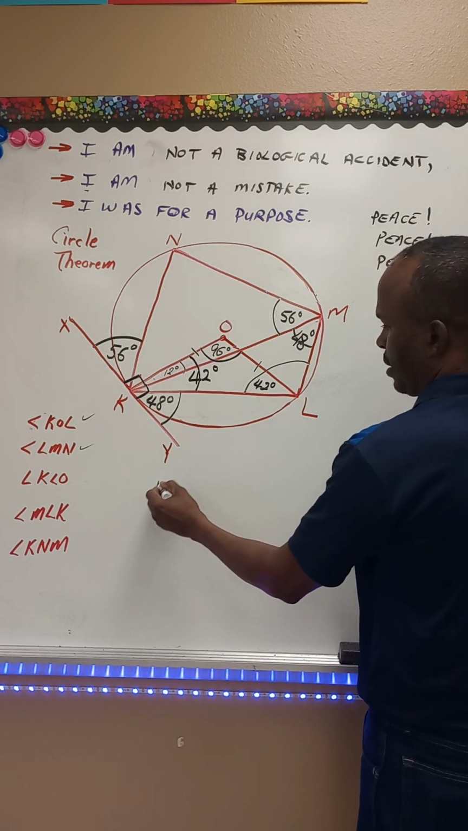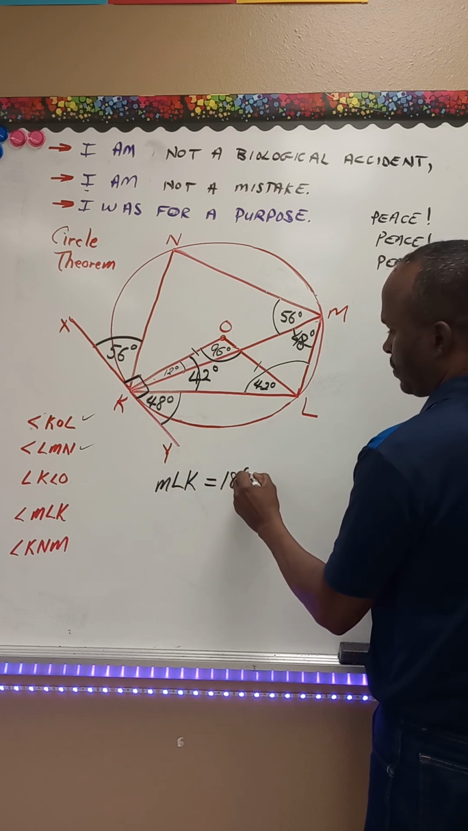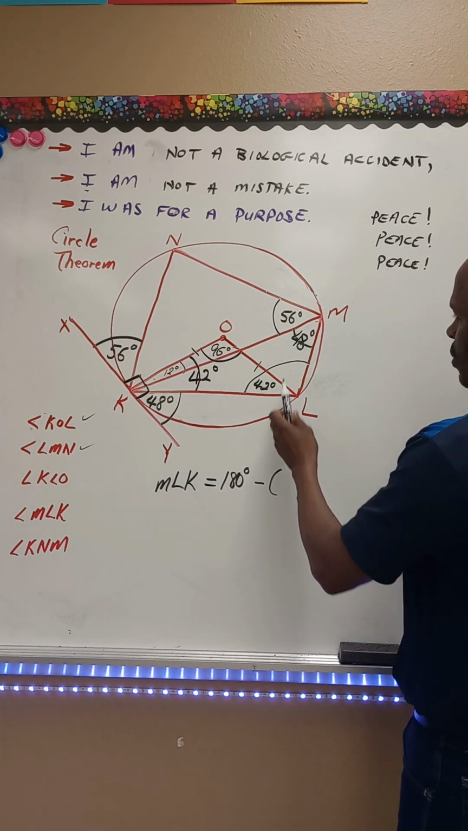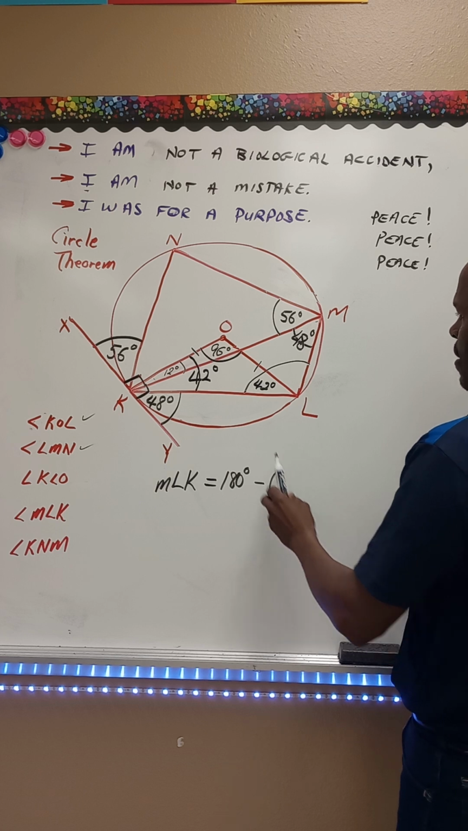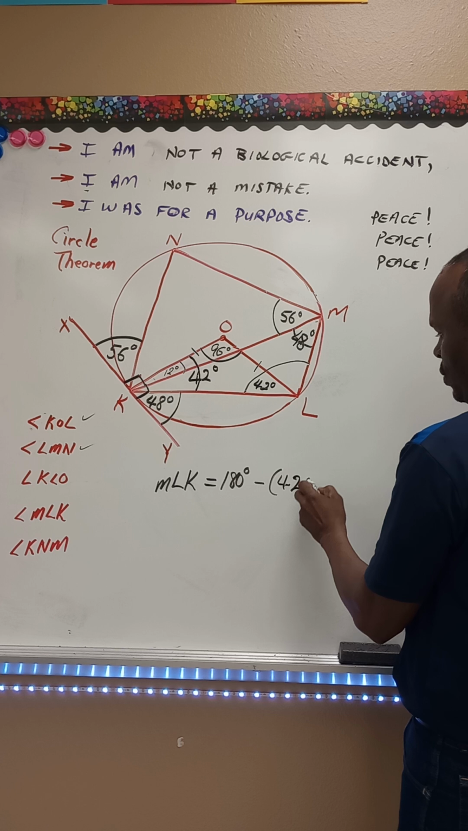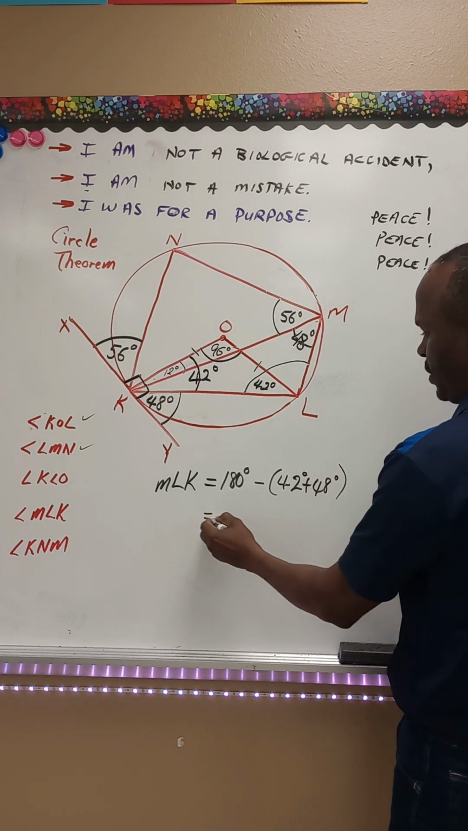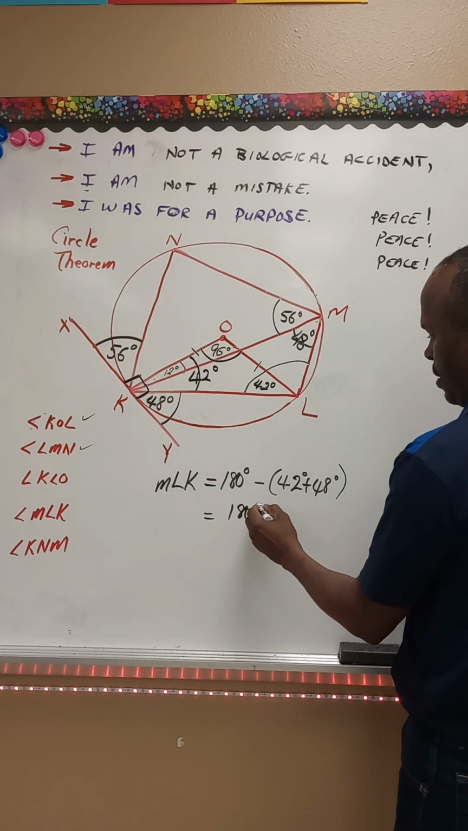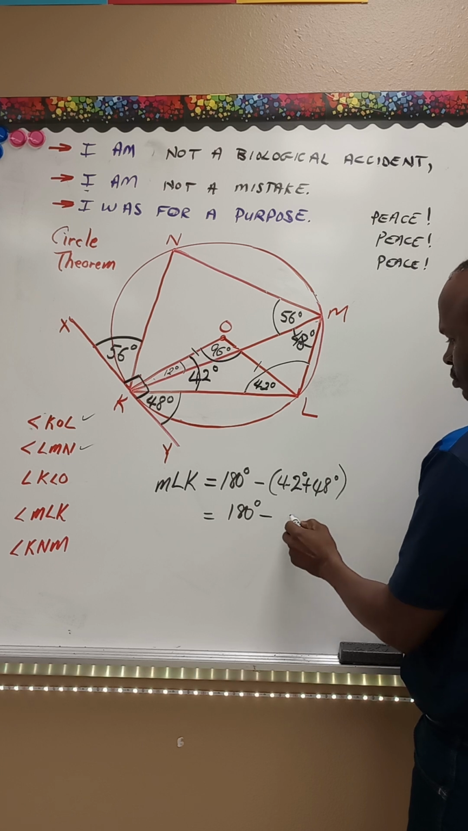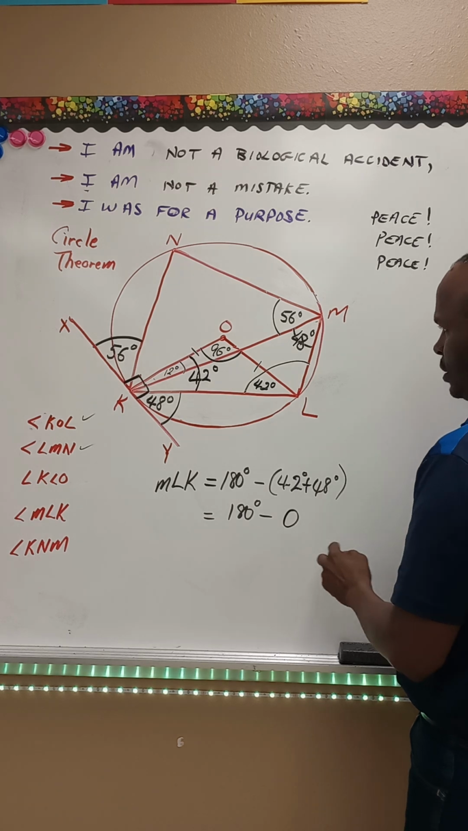To find angle MLK, you're going to have 180 minus the sum of 42 plus 42 plus 48, and all those are degrees. In front, you're going to have 180 degrees minus, that's what, 8 and 2 is 10, 4 and 4 is 8, and 1 is 9.